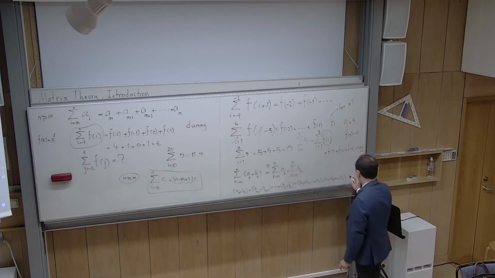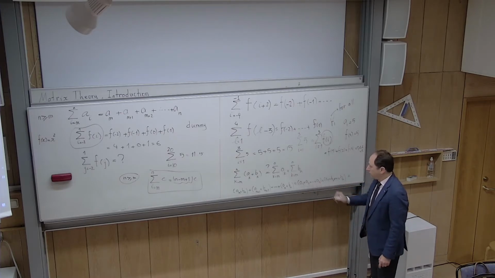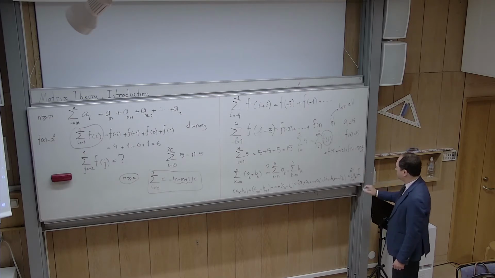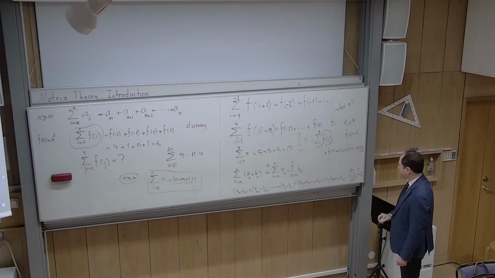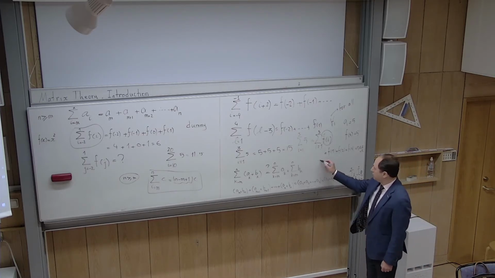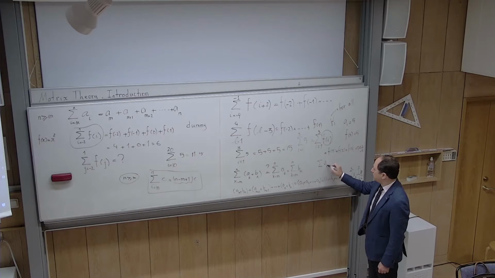Now, if I ask you, can you write this more compactly? You will say, yes, this is just sigma a sub k, k goes from m to n. And the other one is sigma b sub k, k goes from m to n. But for example, what do you think? Can I decompose this sigma into two sigmas?